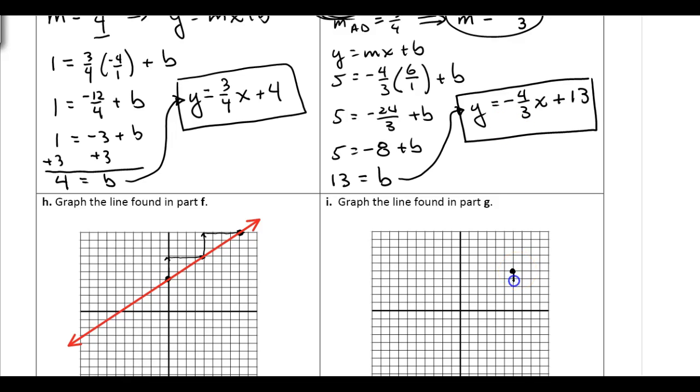So I'm going to go down 4. That's a negative direction. And to the right 3, that's a positive direction. So here's another point. And then I'm going to go up 4. That's a positive direction. And to the left 3, that's a negative direction. So as long as you go one positive direction and one negative direction, you'll be okay. And we'll go ahead and draw in our line right there. There we go. And there you have it.